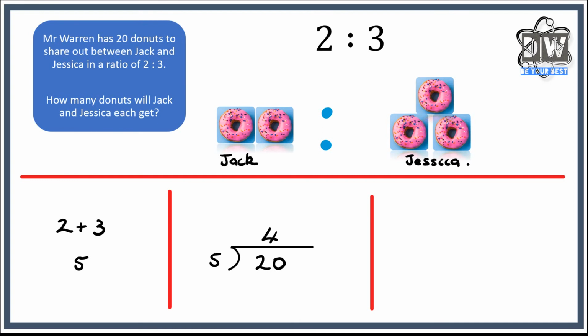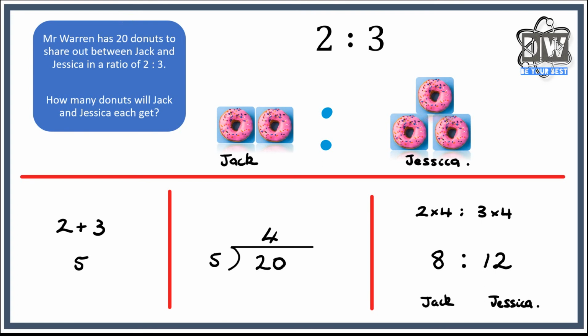So the value of 1 is worth 4. So how many does Jack have? Jack has 2, so it's going to be 2 times 4. How many does Jessica have? 3 times 4. So 2 times 4 is 8. 3 times 4 is 12. If we add those 2 numbers together, we get 20.